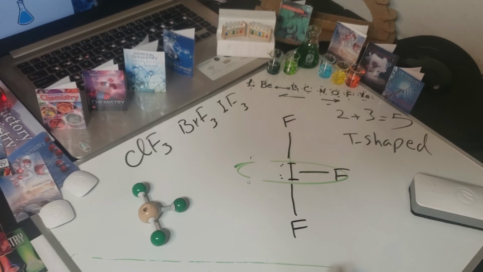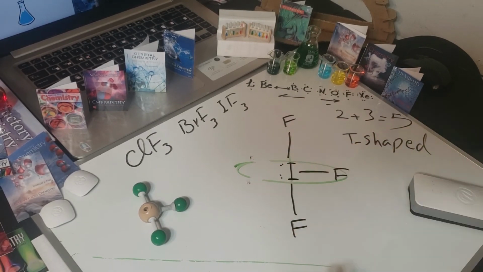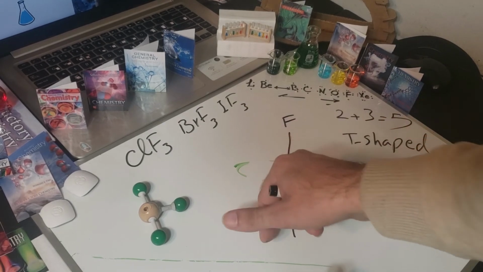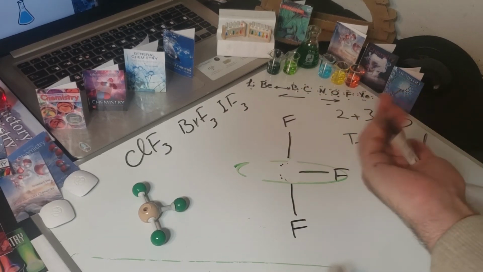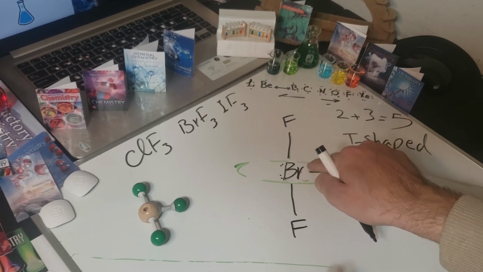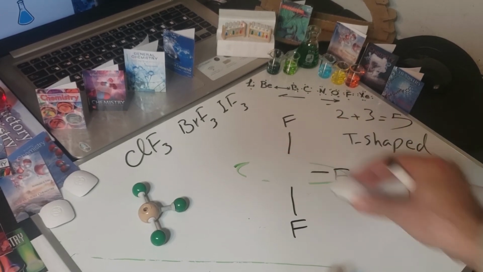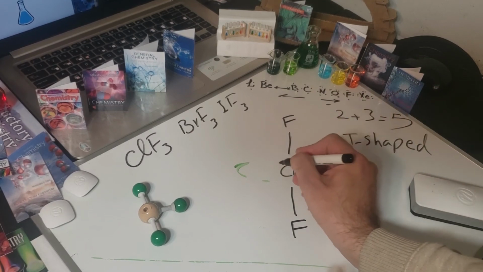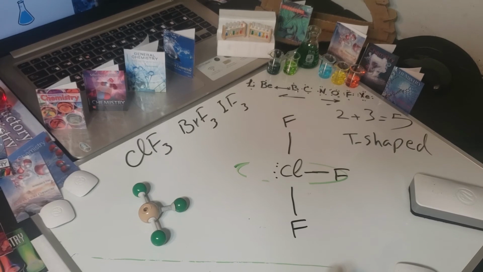If you do it like this, it would have a better resemblance to a T-shaped molecule. It's not wrong to put the fluorine in here and put two lone pairs on this and this. That doesn't make it a wrong representation. So BrF3, just put bromine here. We don't do it from scratch. It's just bromine instead of iodine in the center. And ClF3, the exact same story. Now we have chlorine in the center. So that's BrF3, IF3, ClF3.